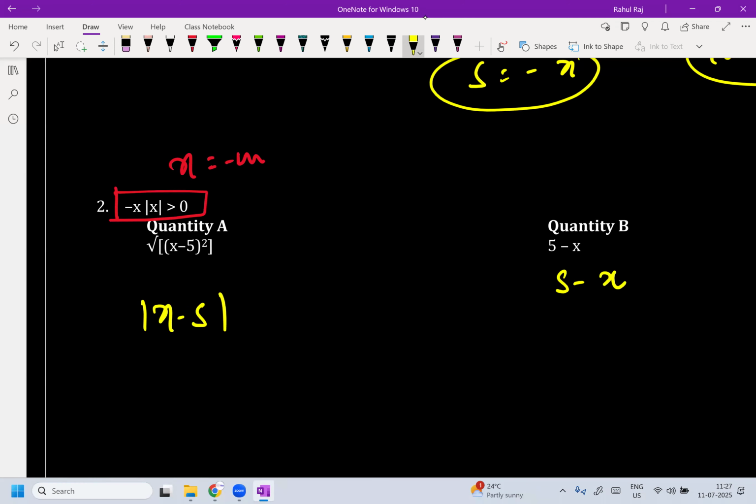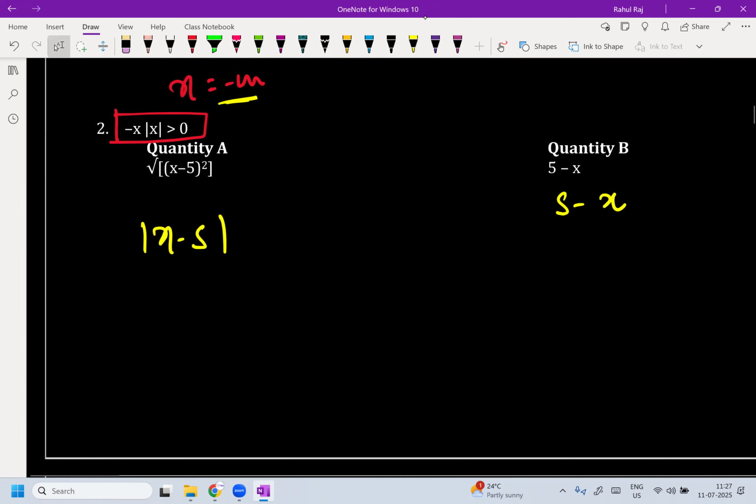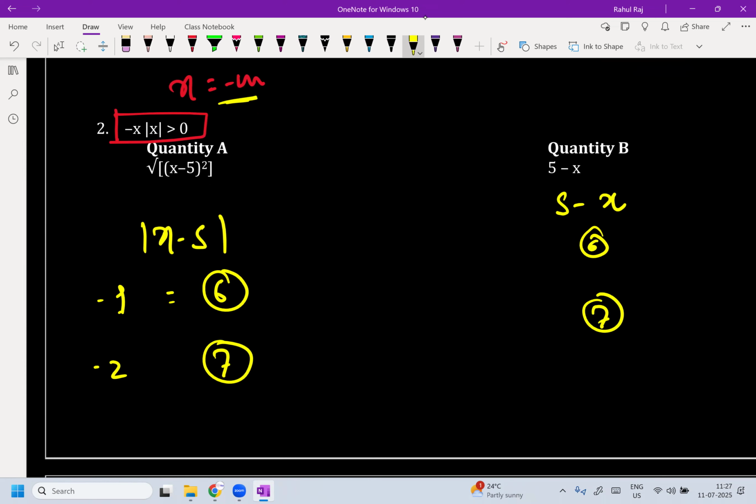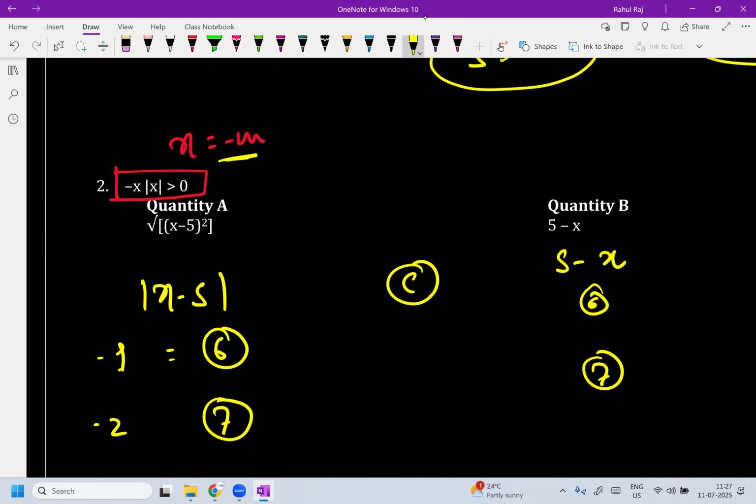Now here it is simple. You know that x is equal to a negative number. Put any value here. X is equal to negative 1: if you put it here, it will be 6, and if you put it here, it will be 6. Put negative 2 here, it will be 7, and here it will also be 7. So both quantities are the same. It should not take you more than 20 seconds to solve this question, Shweta. Agreed? Perfect.